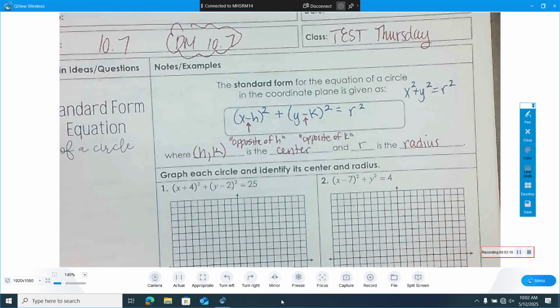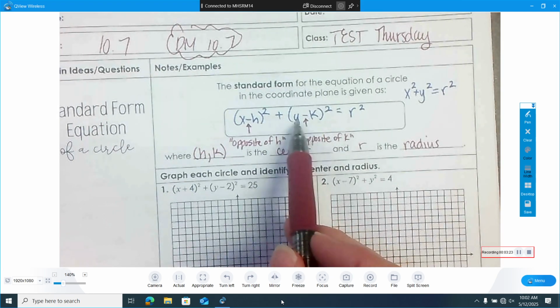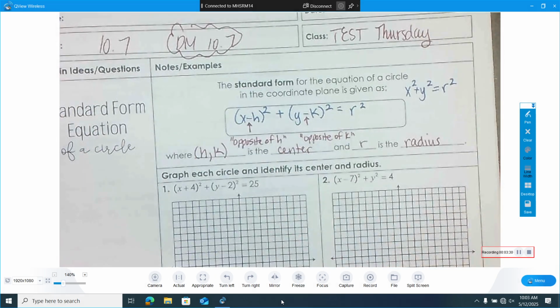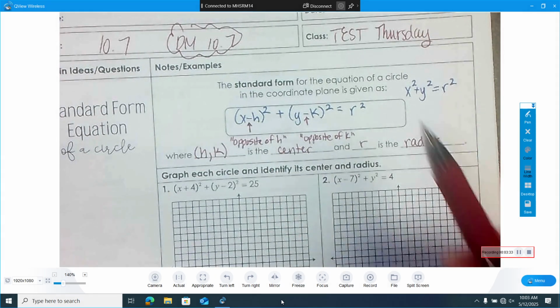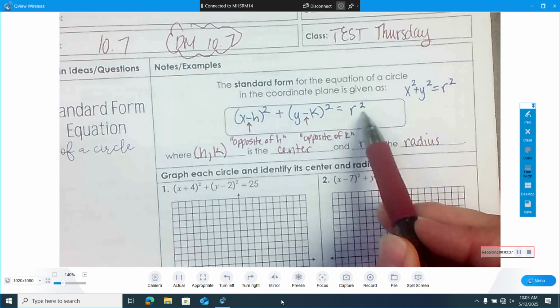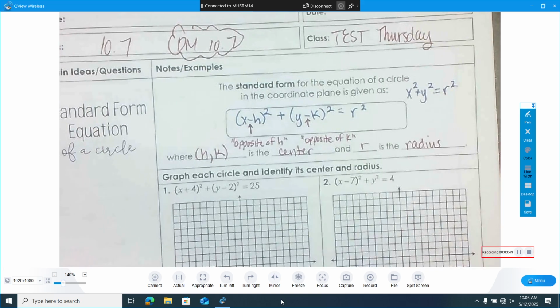Okay? HK, you'll notice the h is with the x, so that's telling you the x coordinate of the center, and the k is with the y, that's telling you the y coordinate of the center. But you need to think there's opposites in there. Okay, so we're going to be really, really careful. And the thing you really need to remember is that on your formula, this last number, what we're equal to, that constant, is the radius squared. All right? So we have to get back to the radius length. Okay, so we're going to be a little bit careful here.